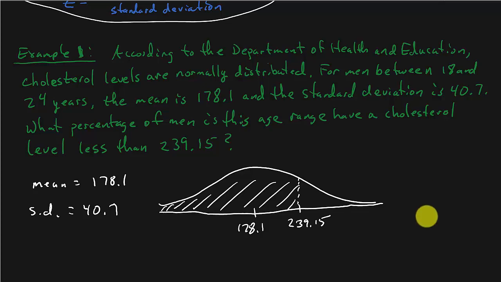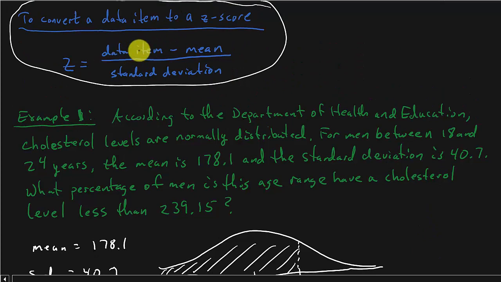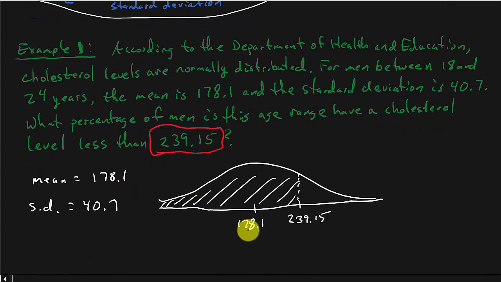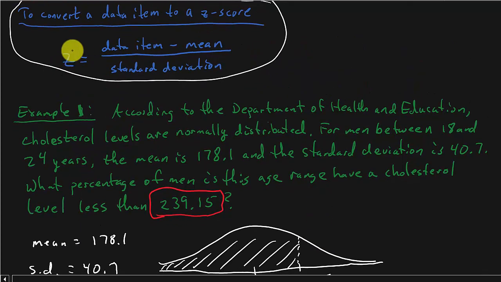So that's why we have this, that we can take the data item, which is this number right here. See, these values here, the 178.1, the 239.15, and the 40.7, that's what we're going to use to convert it to a z-score, so we can look it up in the table rather than having to do it with that very complicated formula from calculus.